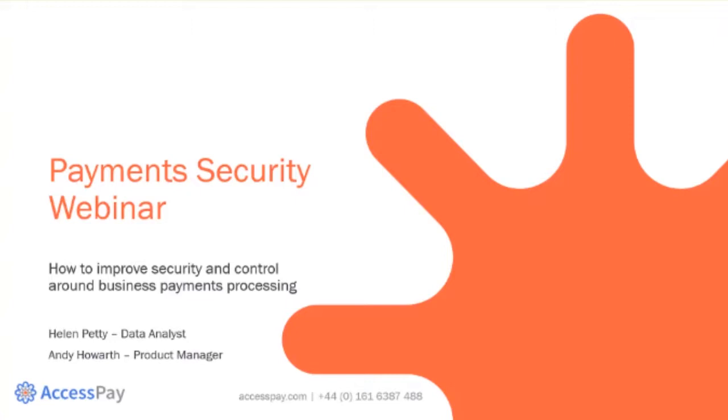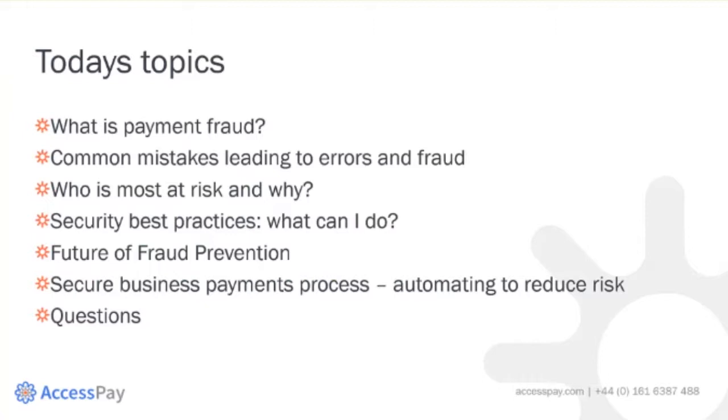Good afternoon. So we're going to walk through various topics around payment security today on fraud and error. Just to give you a quick overview, we'll look at what is payment fraud, common mistakes leading to errors and fraud, who is most at risk and why, security best practices, so what can you do to help mitigate the risk of fraud and error in your organizations, the future prevention of fraud, so what are people doing to help you prevent these risks for your organization, and then secure business payments processes, so automating to reduce this risk. And then we'll have some time at the end for any questions as well.